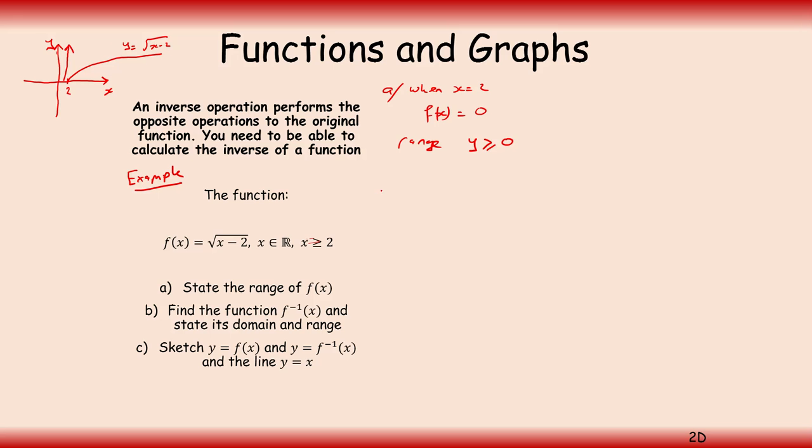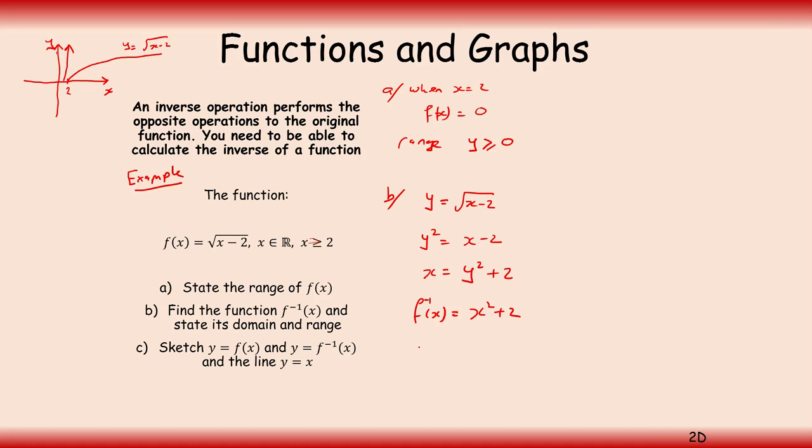So that's part A. For part B, I need to find the inverse function. Now the inverse function is given by making x the subject. So I've got y is equal to the square root of x minus 2, square both sides, gives me y squared is equal to x minus 2. And so x is going to be equal to y squared plus 2. So changing the parameters then, f to the minus 1 of x is given by x squared plus 2.